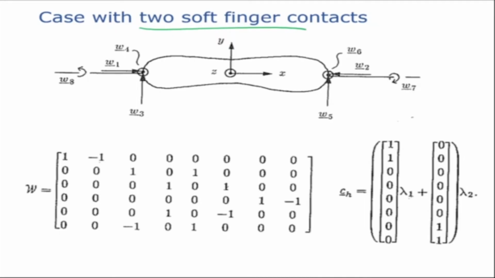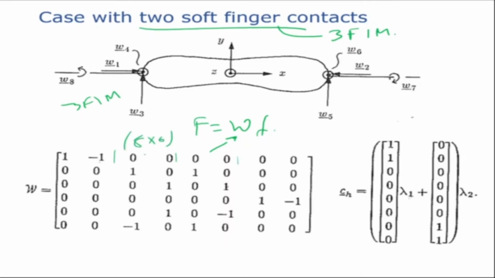Now, in this two soft finger contacts, two soft finger means 3 forces plus 1 moment. So in this case, there are 3 forces and 1 moment on each side. Exactly the same way, we write our equation, F is equal to W into F, and we get this matrix. This is 8 by 6, non-square again.